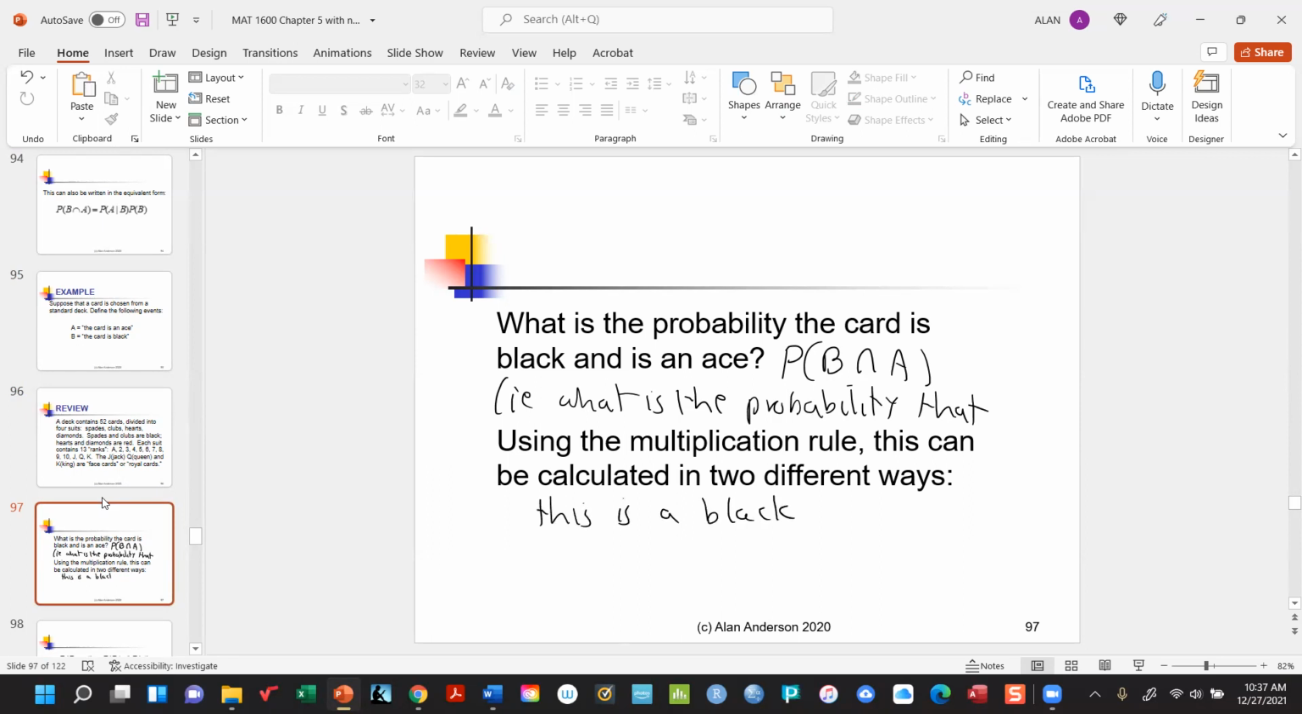Now, keep in mind, we're assuming that, as usual, all the cards are equally likely to be chosen, which should be the case with a standard deck of cards. Okay, so that means, since there are two black aces in the deck, the ace of spades and the ace of clubs are both black.